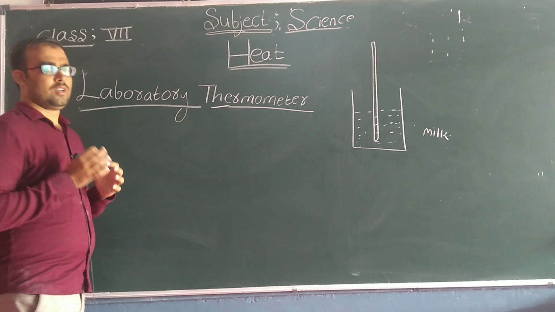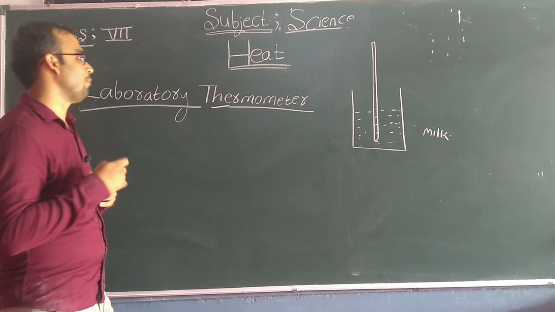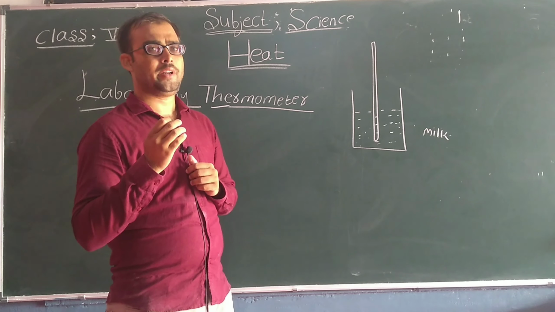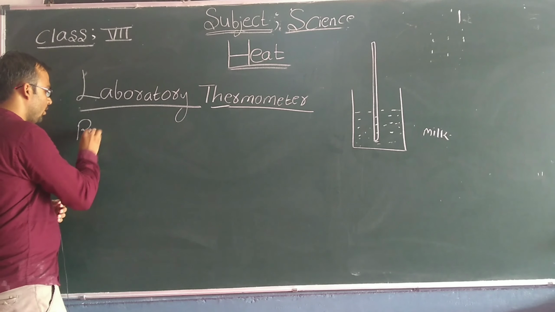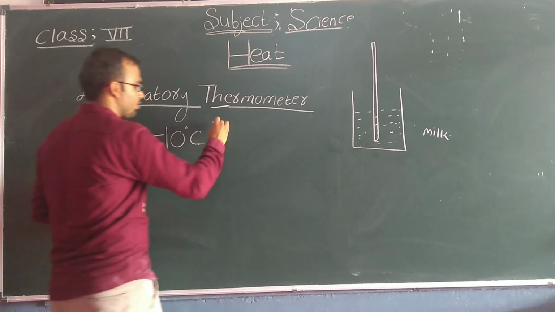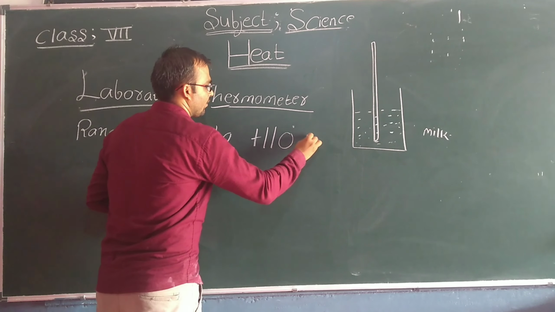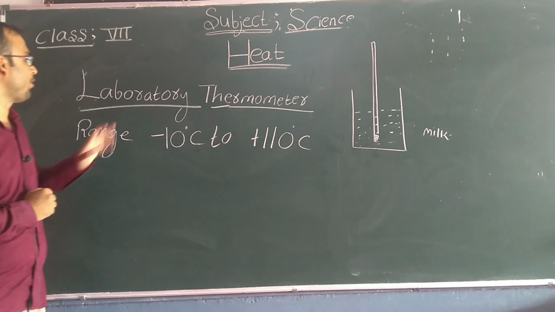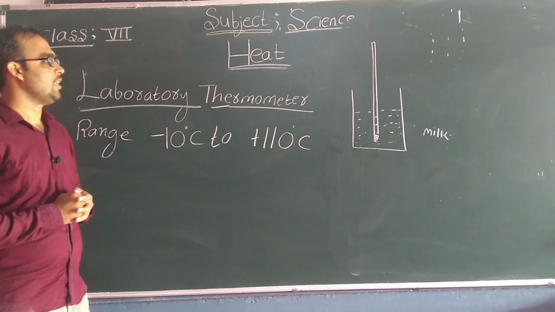Why is the laboratory thermometer used? It is used to measure the temperature of bodies other than human bodies. Before that, I'll tell you the range of the laboratory thermometer. The range is minus 10 degrees Celsius to plus 110 degrees Celsius.